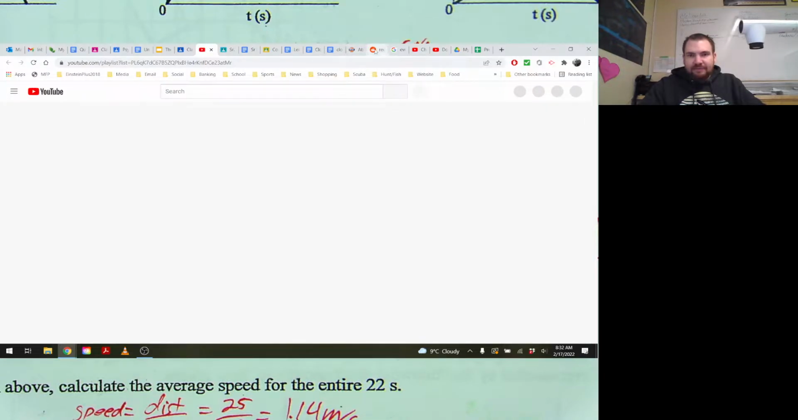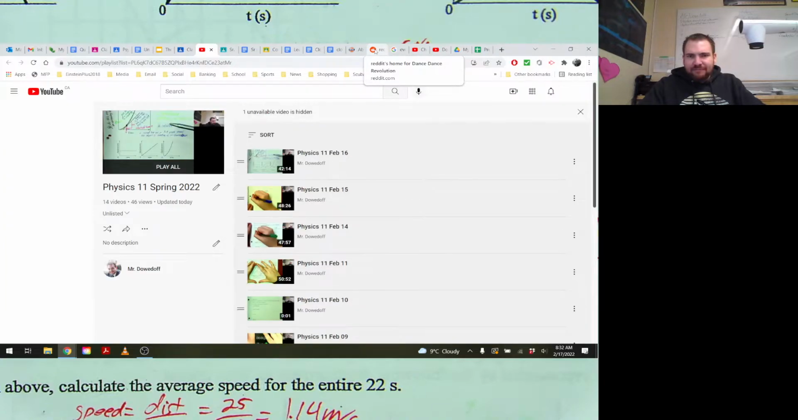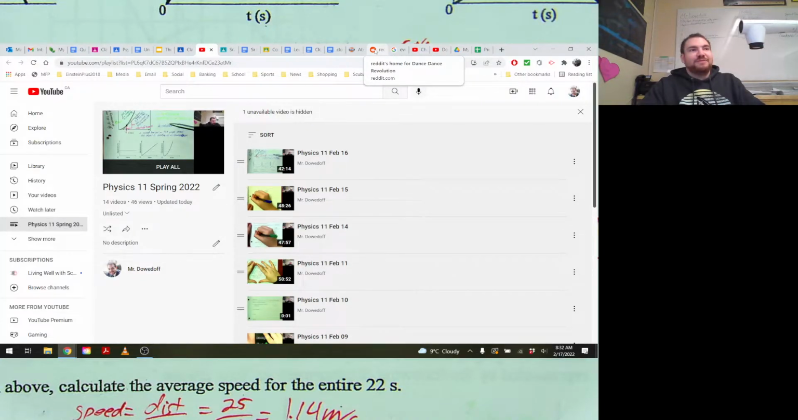I don't know if I have enough tabs open. Oh, actually, I need Reddit. Someone's trying to do a Dance Revolution thing, and we're trying to figure out how to use it, so I actually need to have the Reddit thing open.